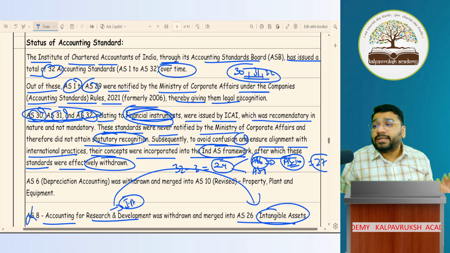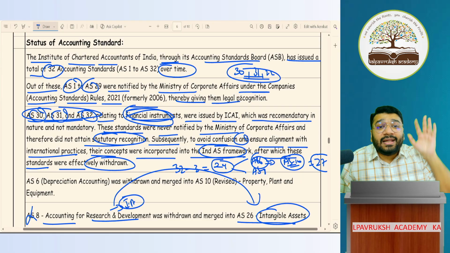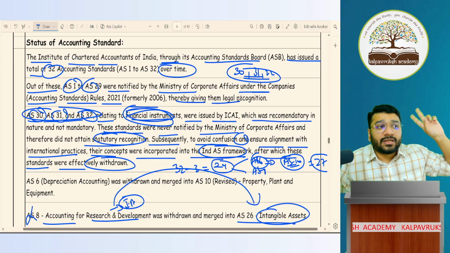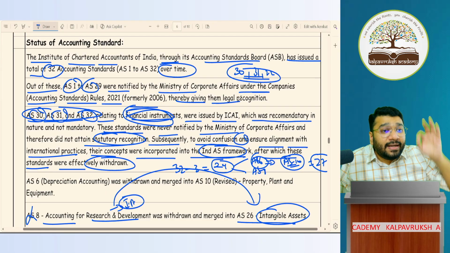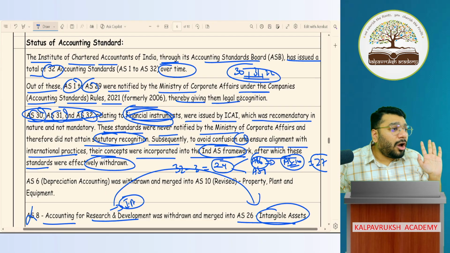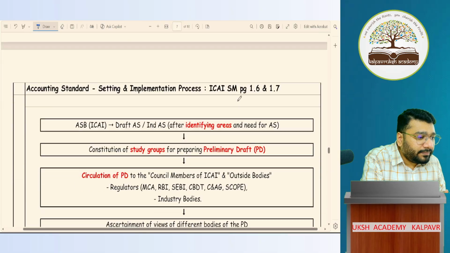So out of 32 accounting standards, how many accounting standards were given the legal recognition? 29 accounting standards, of which 2 were withdrawn and merged with other standards. So now in total, how much do we have? 27 notified accounting standards applicable on various entities, whether corporate or non-corporate. Got it? Not got it? Super.